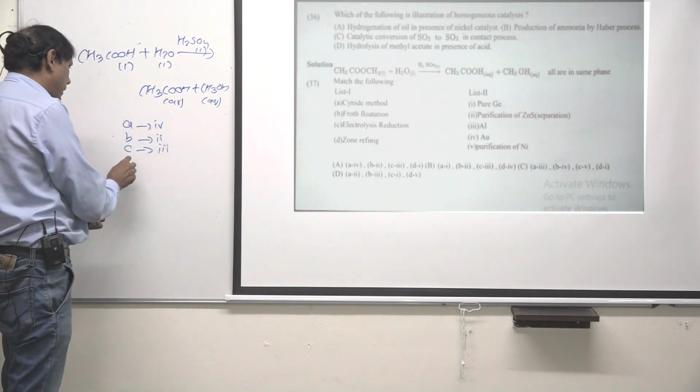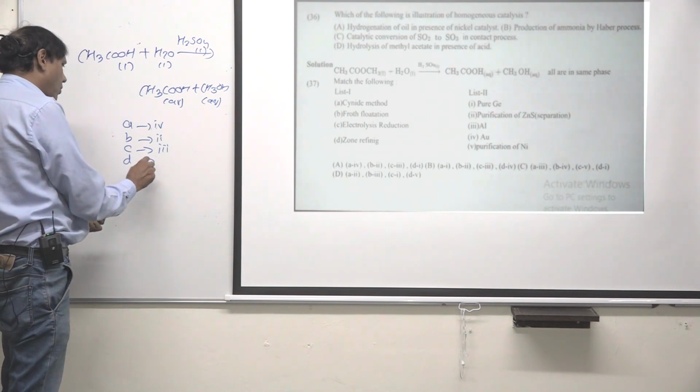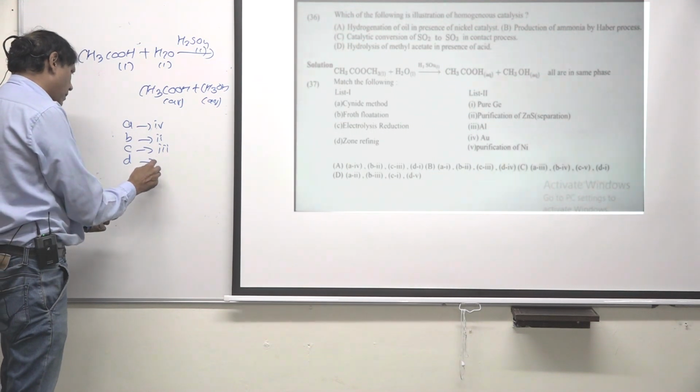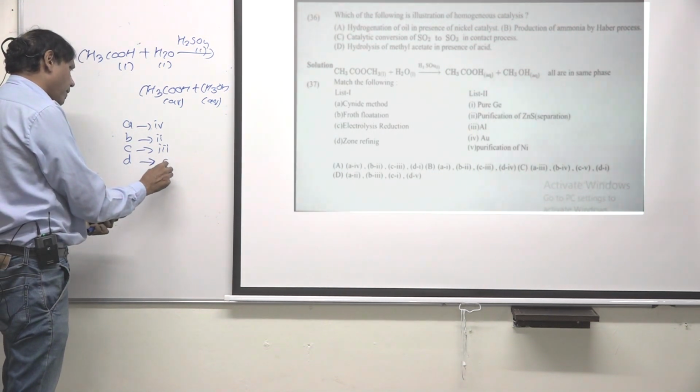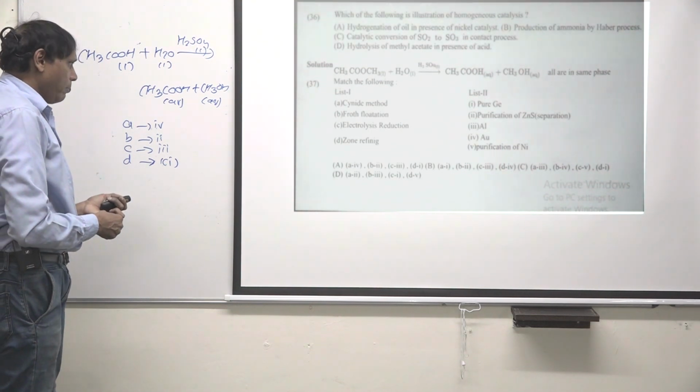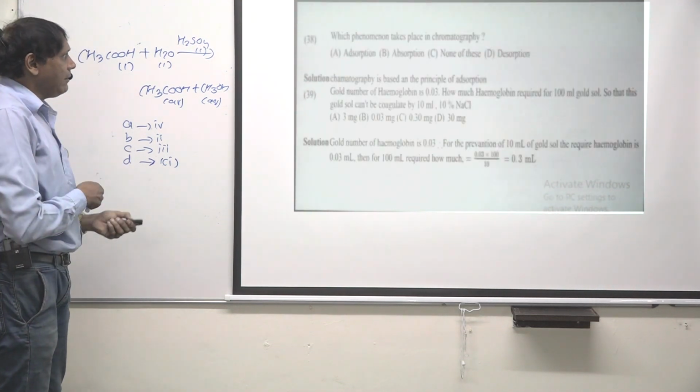And zone refining, that is D. So for zone refining we can say germanium and silicon, these metalloids can be refined. So that is 1. So this is the correct answer: A4, B2, C3, D1. Answer is A.